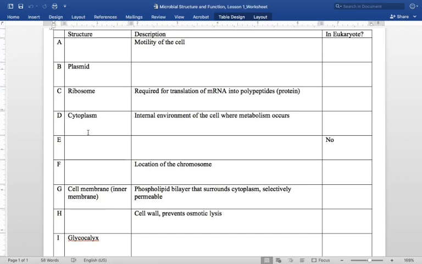All right, what is a plasmid? It's not the inner part of the cell membrane. It has to do with DNA. What was that? Short fragments of DNA. Short fragments of DNA containing what? Genes, non-essential.